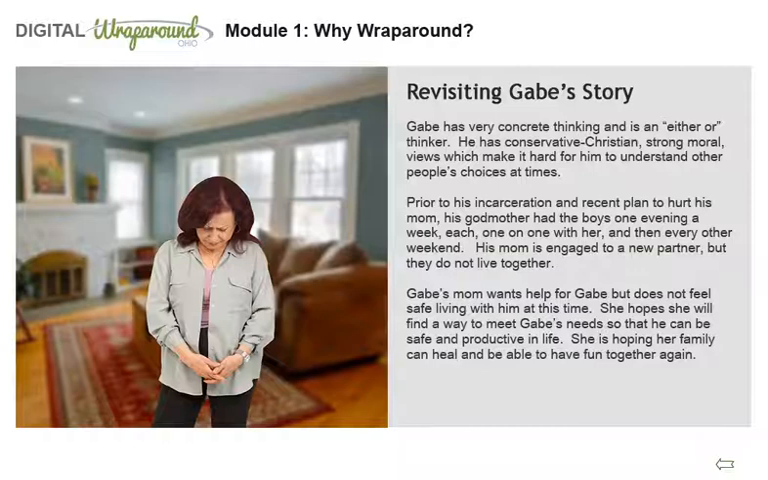His mom is engaged to a new partner, but they do not live together. Gabe's mom wants help for Gabe, but does not feel safe living with him at this time. She hopes she will find a way to meet Gabe's needs so that he can be safe and productive in life. She is hoping her family can heal and be able to have fun together again.